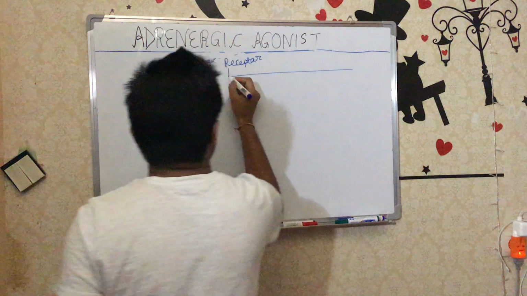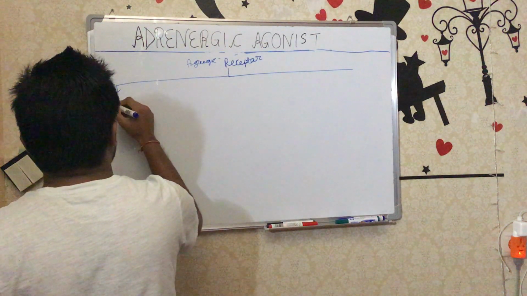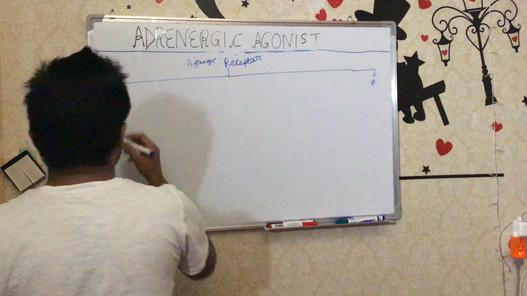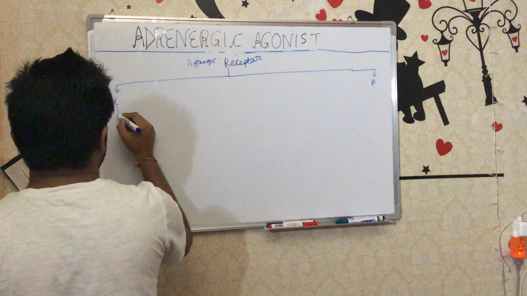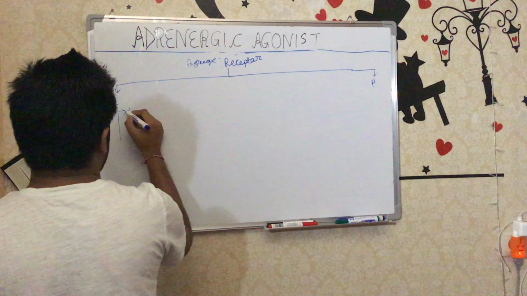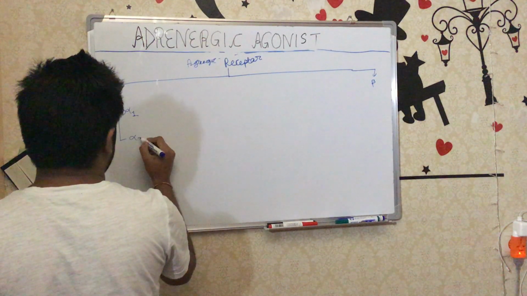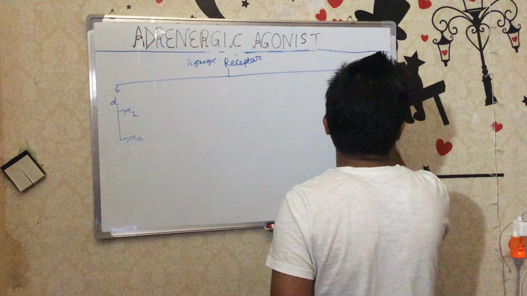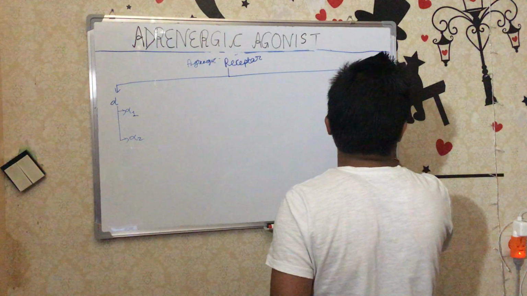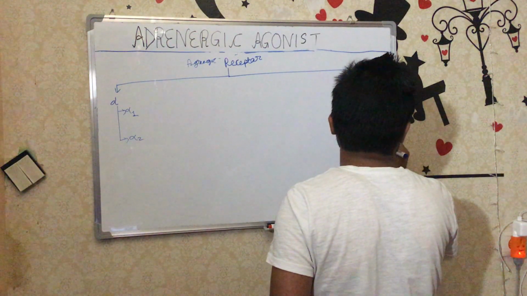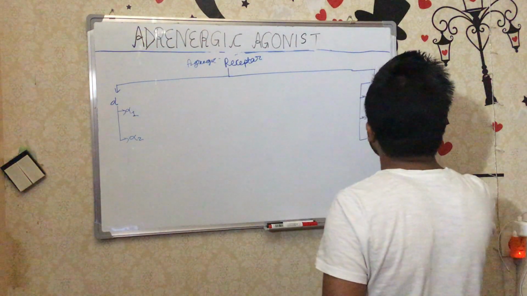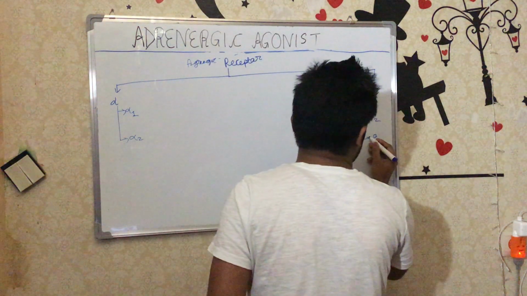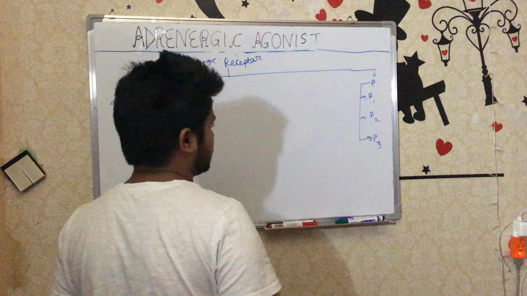First, it's divided into two parts: alpha and beta. Then alpha is further divided into alpha 1 and alpha 2, and beta is further divided into beta 1, beta 2 and beta 3. But mainly beta 1 and beta 2; beta 3 is a modified version of beta 1. So mainly we have to understand beta 1 and beta 2. Beta 3 is not important because its localization is not extensive, just 1 and 2.